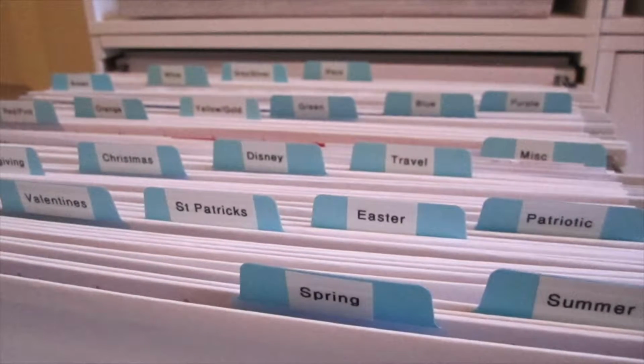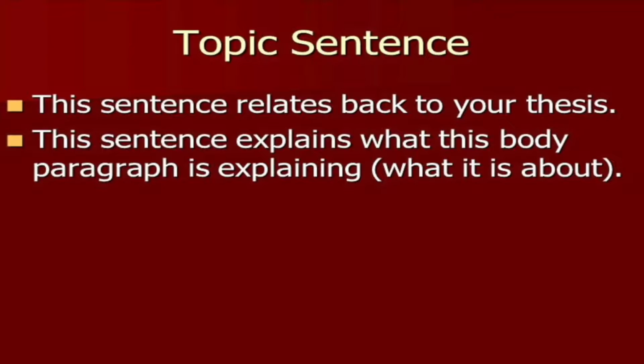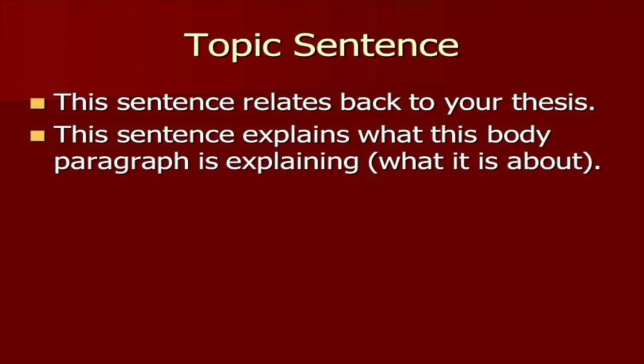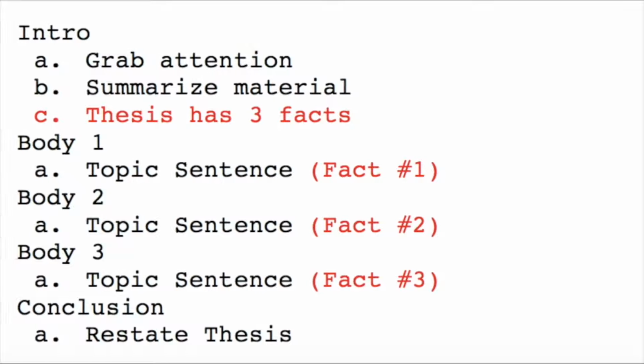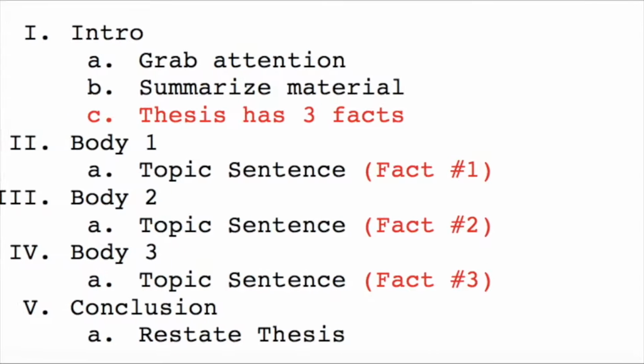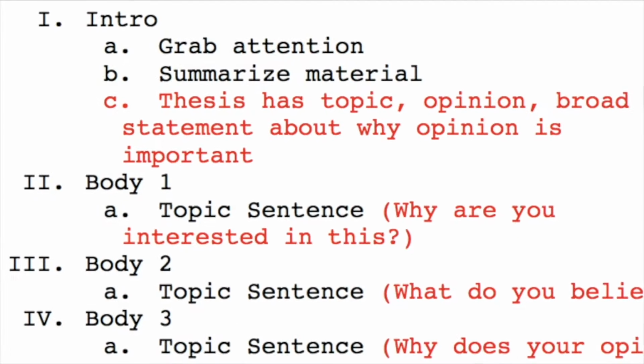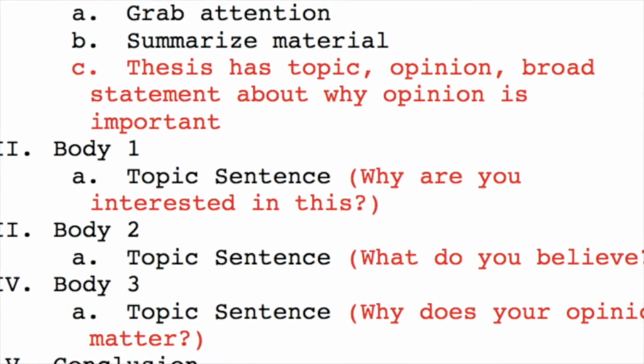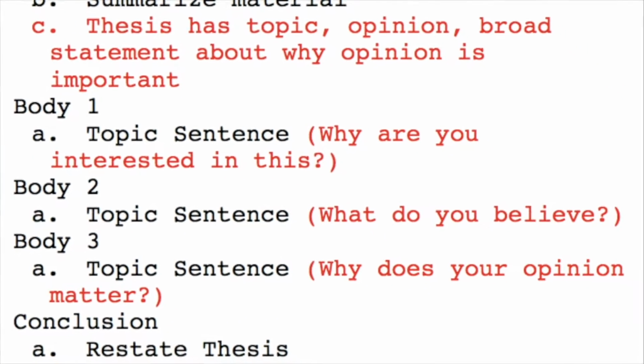Once you've got a strong thesis statement, start with your outline. Be sure that the outline of your paper relates back to your thesis. If your thesis involved 3 facts that support your claim, you've got it easy. Just make one body paragraph for each fact. If you've included a topic, an opinion, and a broad statement, restate these as topic sentences for each body paragraph. Summarize your thesis and restate it in your conclusion to wrap it up.